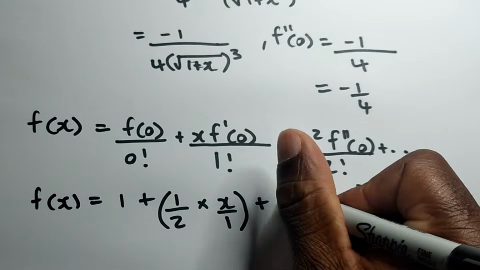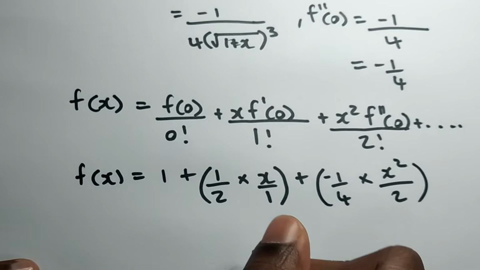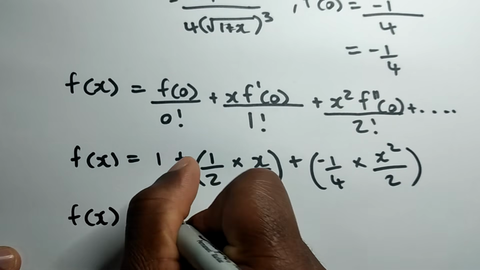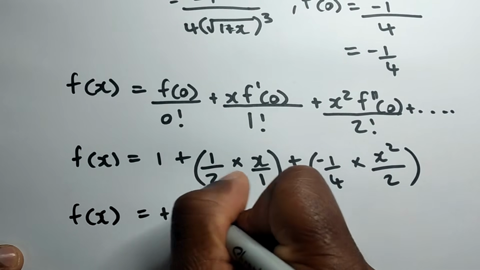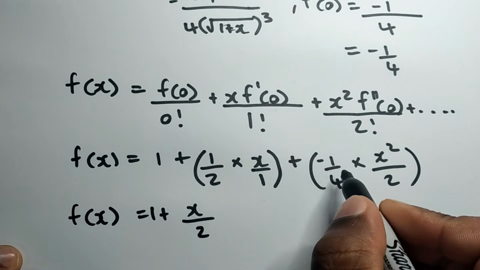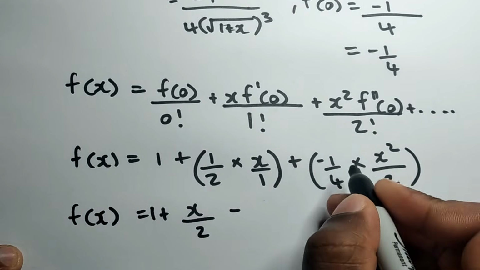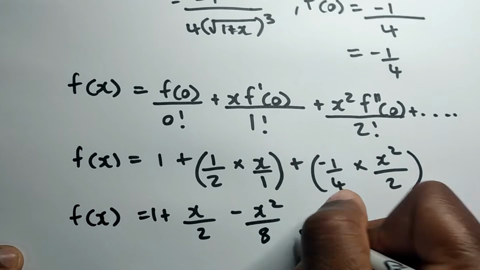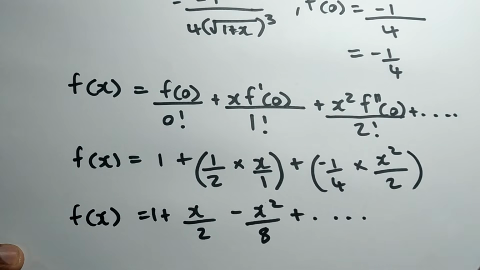All right. So this will give me f of x being equal to 1 plus x over 2, minus x squared over 8. And again, we could do more iterations of that. So that's pretty much how you use the Maclaurin series to expand a function.